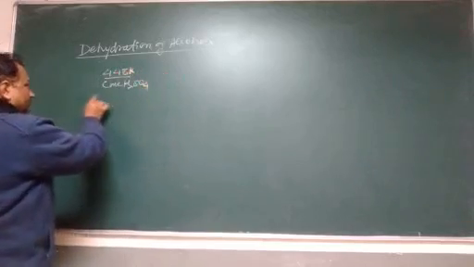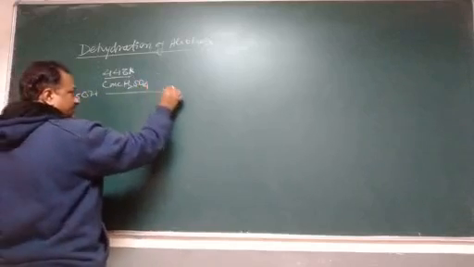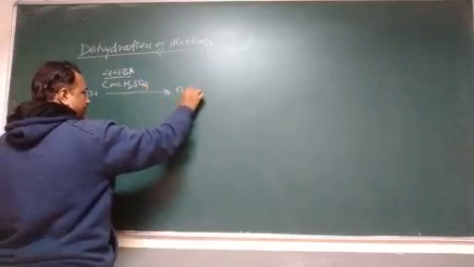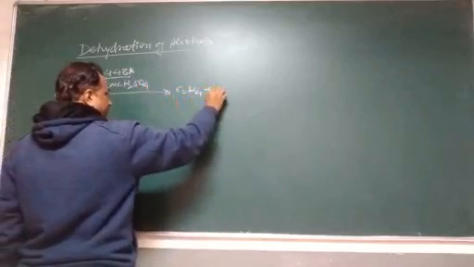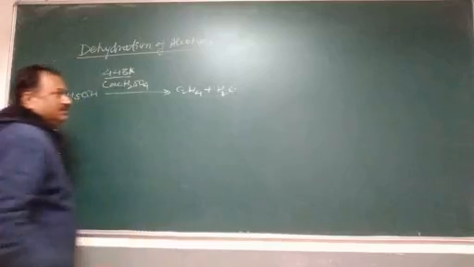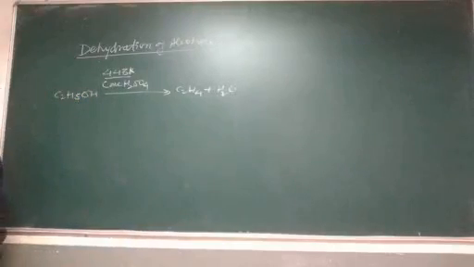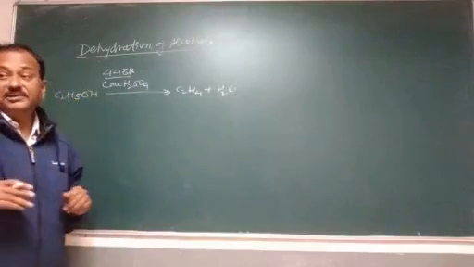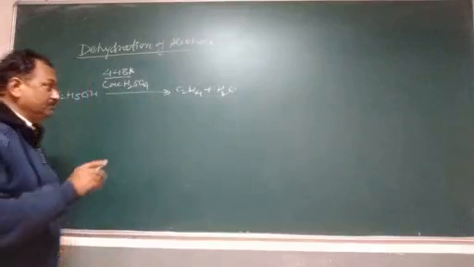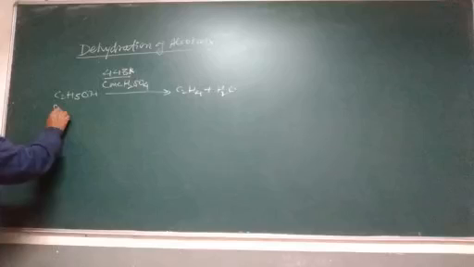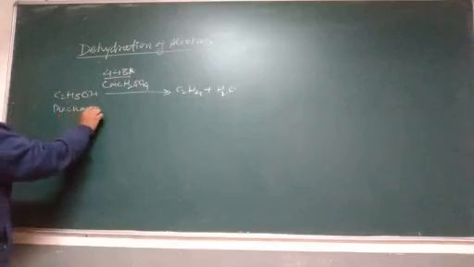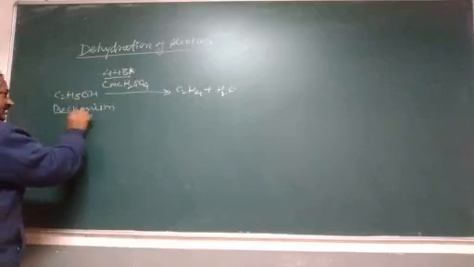Conversion carries 3 marks. So if you take ethanol, in this condition it forms ethene. This is dehydration. But its mechanism is very important. The mechanism is divided into 3 steps.